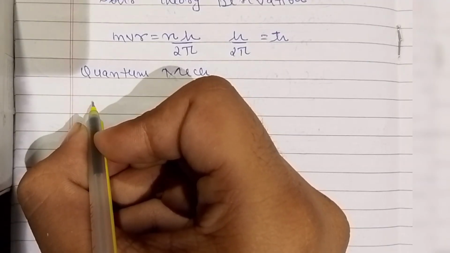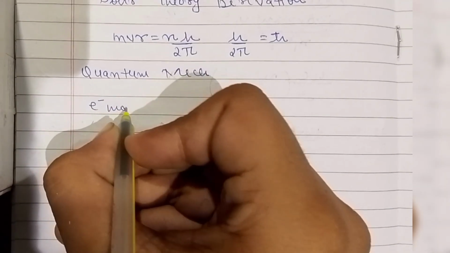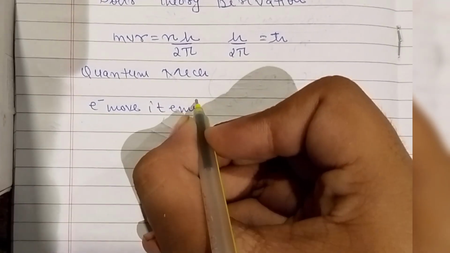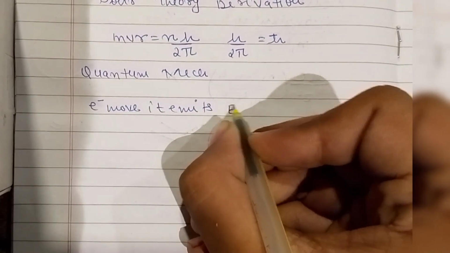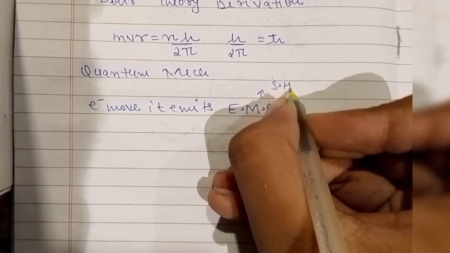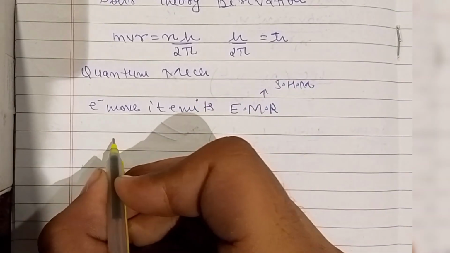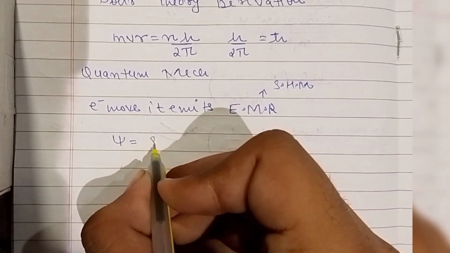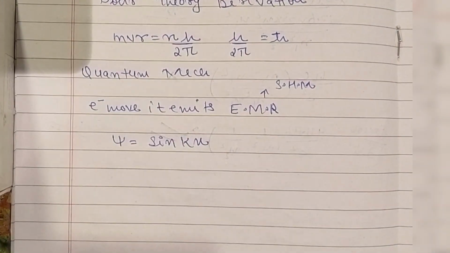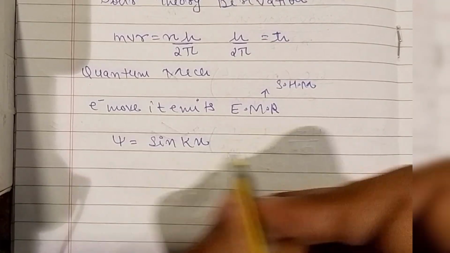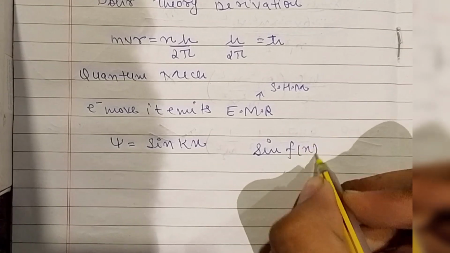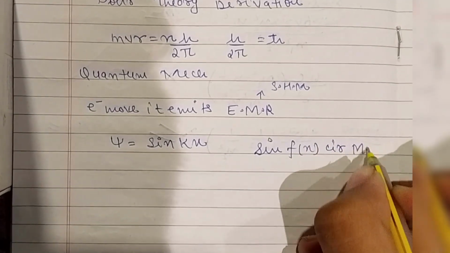As we know, when the electron moves, it emits some radiation called electromagnetic radiation, which follows simple harmonic motion. So psi should be equal to sin kx. It's an SHM equation. And as we know, sine is a function of circular motion.